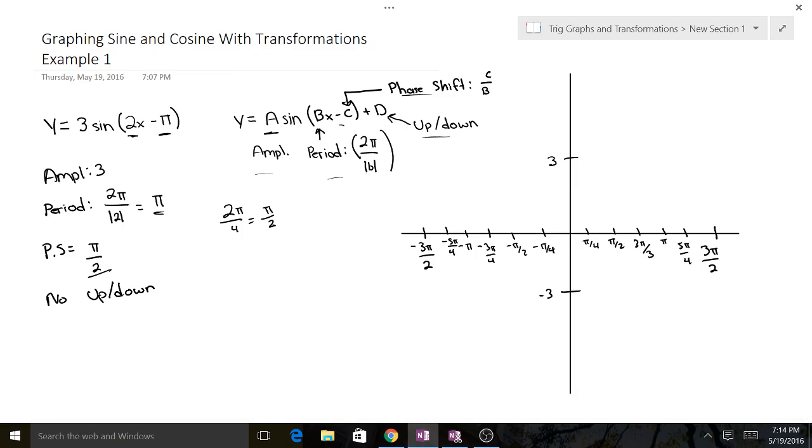Alright, so we have 3 sine, and then 2x minus pi. We know the amplitude is 3. We know the period is pi. We know the phase shift is pi over 2 to the right. So what I'm going to start is I know phase shifted pi over 2 to the right. So I know in the center of the graph, we're going to start at pi over 2. And the amplitude is 3, but we didn't move up and down, so we're still going to be at that 0. Okay, and then the period is pi, so that means every pi over 4 is my next critical point. And I know sine, this one's not negative or anything, so we're going to start by going up.